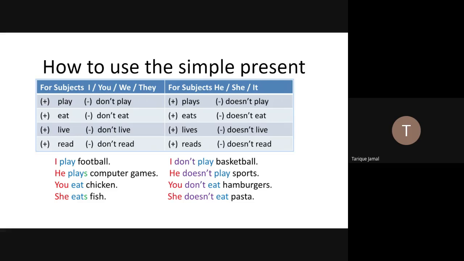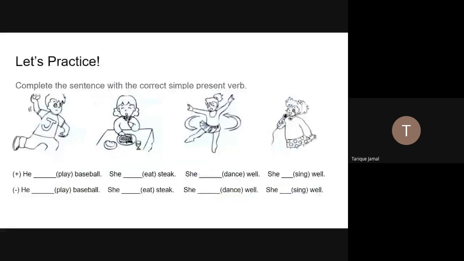All right, guys, we are going to move on to the next slide here. So, this is your practice. Complete the sentence with the correct simple present verb.